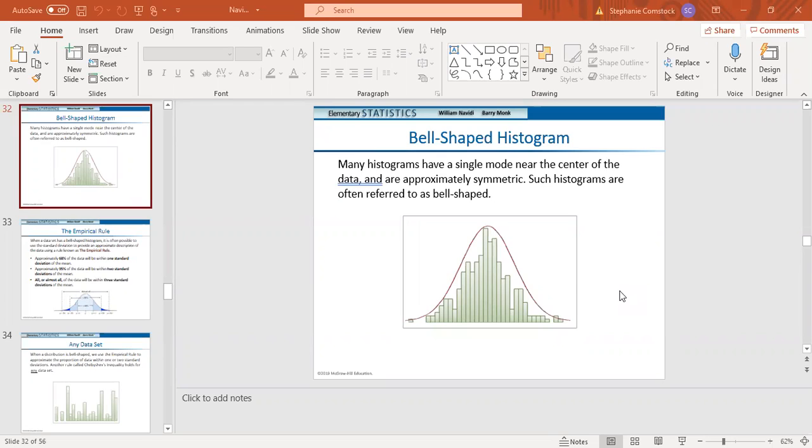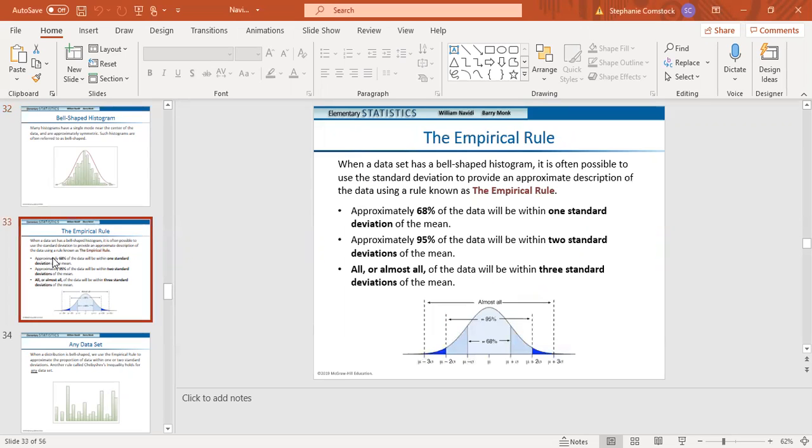Now, with a bell-shaped set of data, we have a set of values that help us as we're processing here. So we have what's called the empirical rule. With the empirical rule, what we know is that if I go from the center of my data, which is my mean, one standard deviation up and one standard deviation down, approximately 68% of the original data set will be within those two values. If we go 2 deviations above and 2 deviations below, then approximately 95% of my data lives within that. And if we go out to 3 up and 3 down, all or almost all of our original data set will be between there.